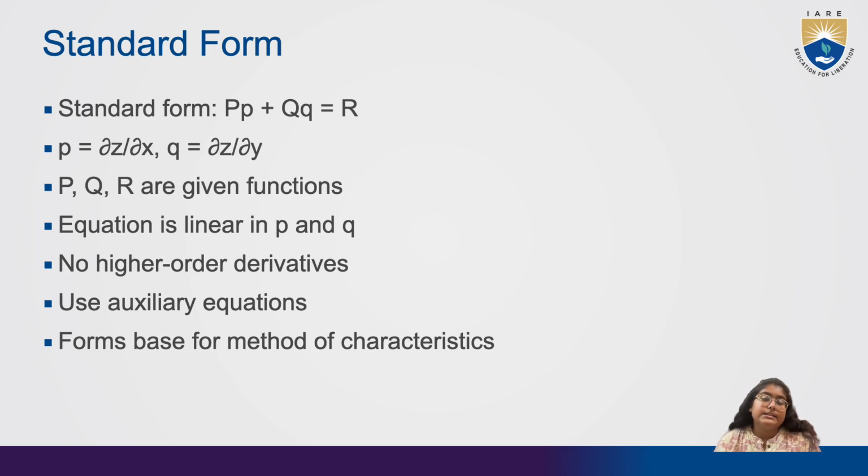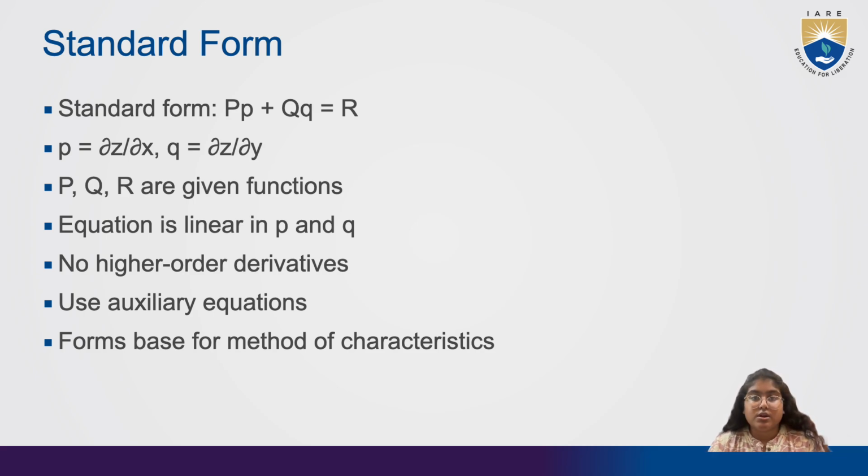Now, let's dive into the structure of Lagrange's linear equation. As mentioned before, its standard form is Pp plus Qq is equal to R. Here, capital P, capital Q, and capital R are functions. And the equation is linear because small p and small q appear to the first degree and are not multiplied together or raised to any power. Importantly, there are no second order or mixed derivatives involved. This simplicity is what makes it solvable using characteristic methods.